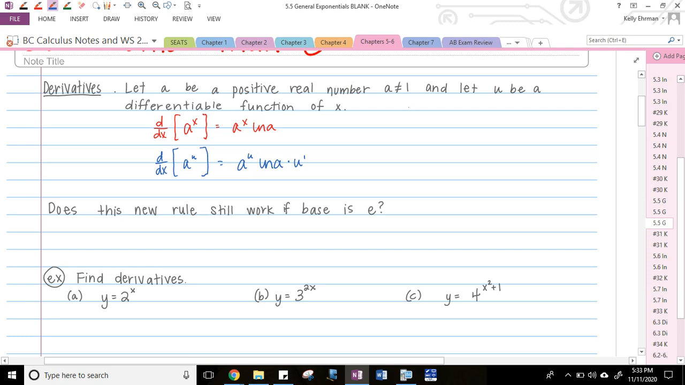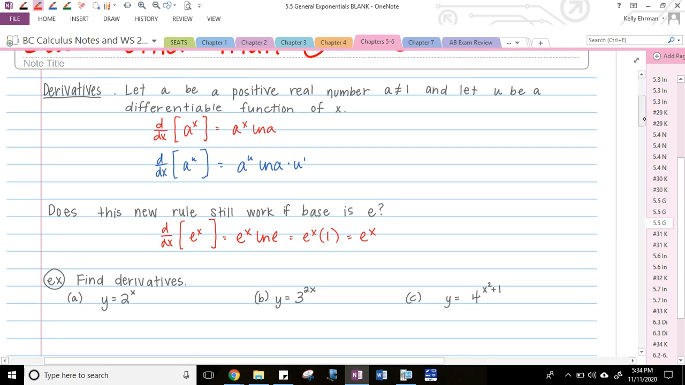Now, does this rule work if the base is e? Because the stipulation just says a can't be 1. It doesn't say a can't be e. If you think about this, yes, it does work, because the derivative with respect to x of e to the x, if I apply this rule, should be e to the x times natural log of e. And natural log of e is 1. So yes, I do just get e to the x. So even though we learned that the derivative of e to the x is e to the x, it's because this general rule applies to base e as well.